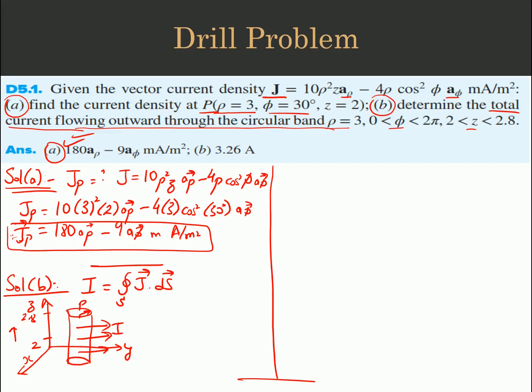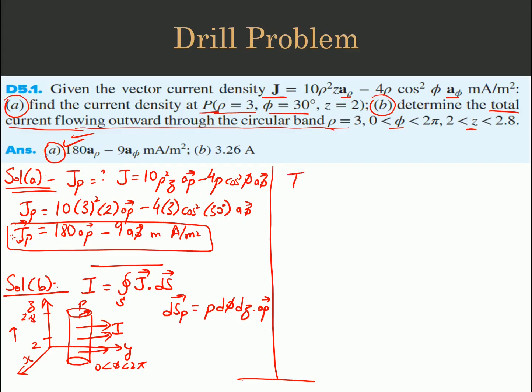How much current is flowing? The value of phi is between 0 to 2 pi, so we basically form a cylinder. In this case, we just apply the equation. We already have the current density value J. We first need to figure out what dS rho is. Because the rho component is a fixed component and the rest of the values are given to us, dS along rho is going to be rho d phi dz along a of rho. So this is the differential surface element for the cylindrical coordinate system.